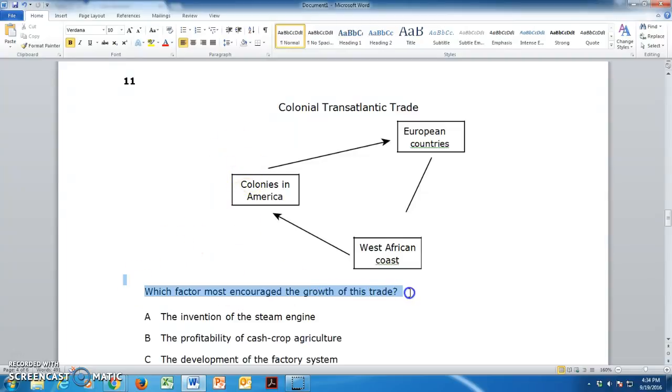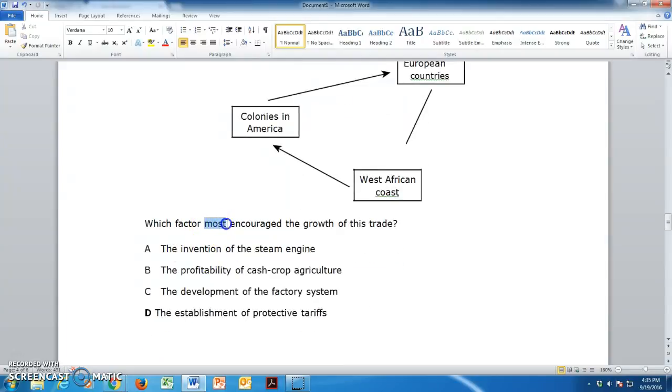Which factors most encourage the growth of this trade? Well, you gotta understand this. Colonial transatlantic trade. We're talking about trade from the colonies to Europe to Africa, to colonies to Europe to Africa, all the way around. So which factors most encourage the growth of this trade? It's a question. Maybe even a question that you completely understand. But when you normally see a word like most here, the question doesn't mean what you think it would mean. Like this says, which factors most encourage the growth of this trade? Well, 95% of the times there's going to be one factor that encourages the growth of this trade.